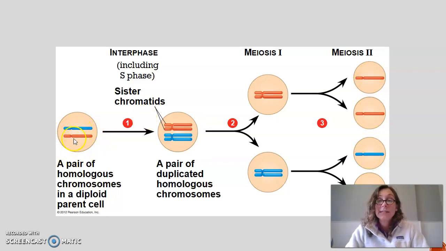This is a diploid cell. So again, we have a pair of homologous chromosomes here. Here we do not have a pair in any of these daughter cells. We only have a single chromosome.